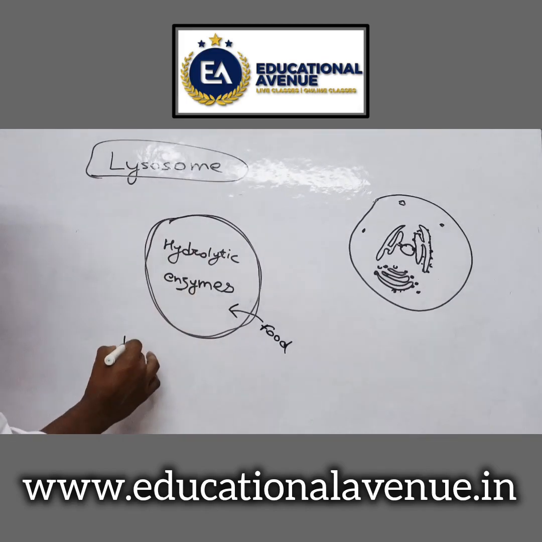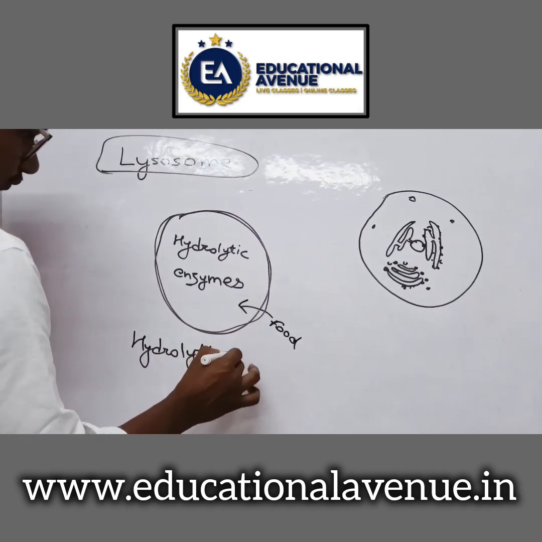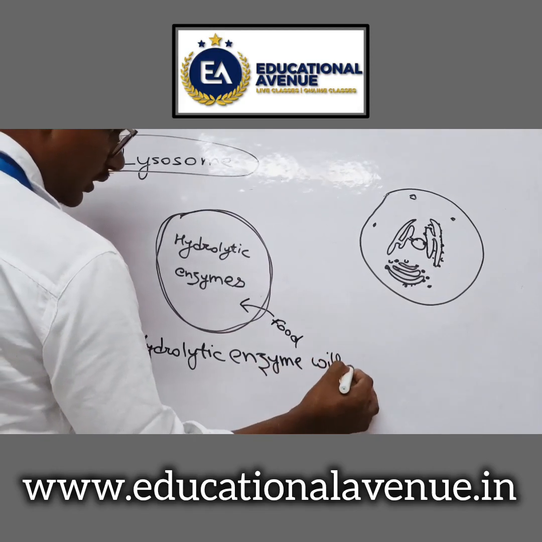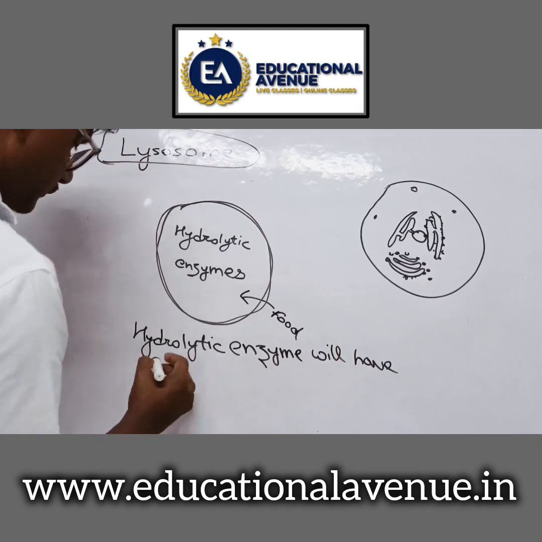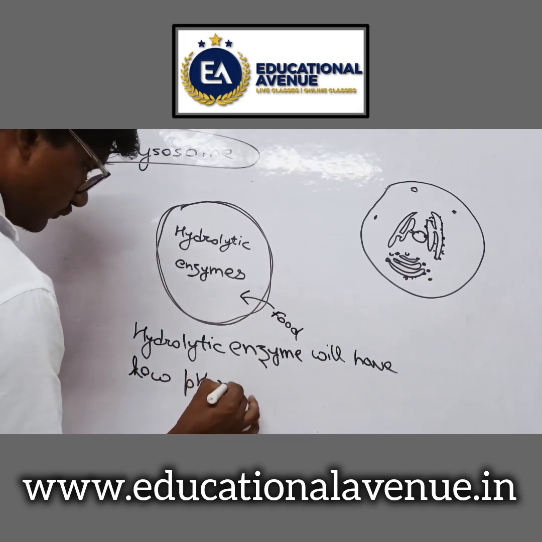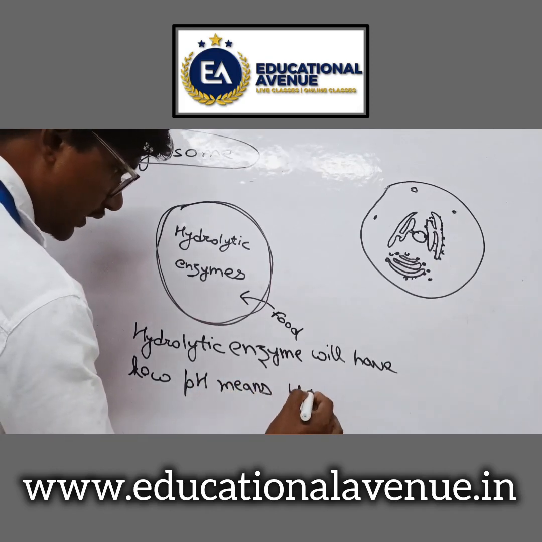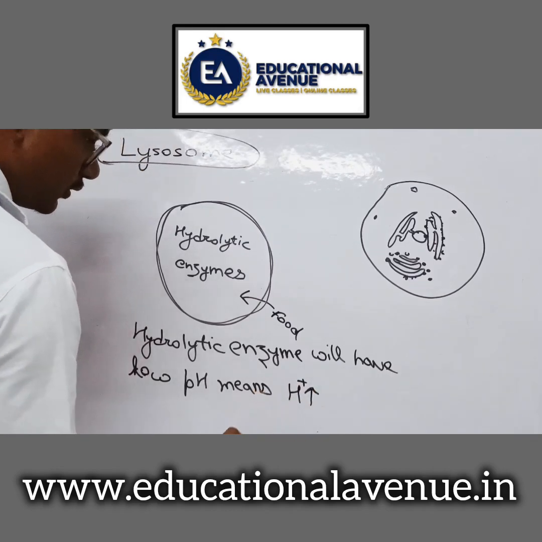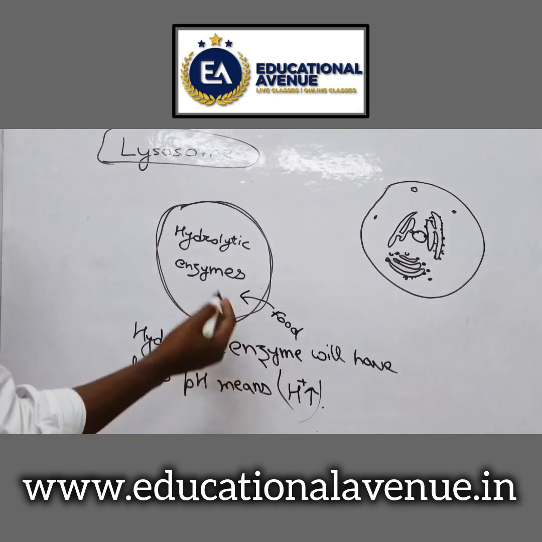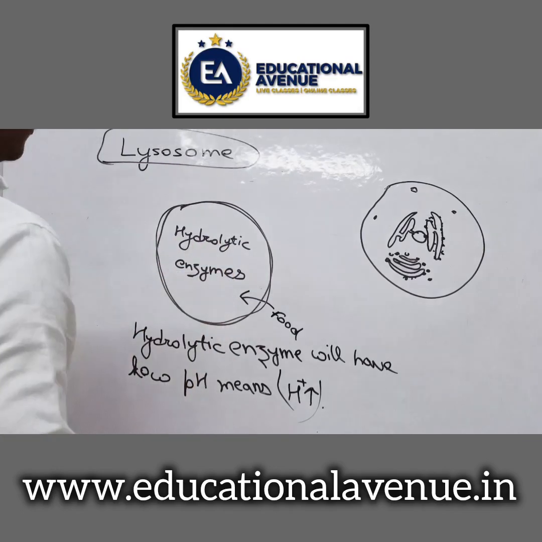This hydrolytic enzyme will have low pH, means the concentration of H plus will be more. Because of the presence of H plus ions, the enzymes are hydrolytic, and it will have low pH.